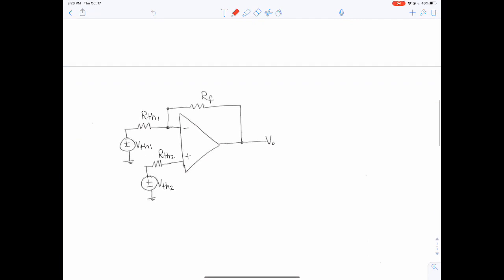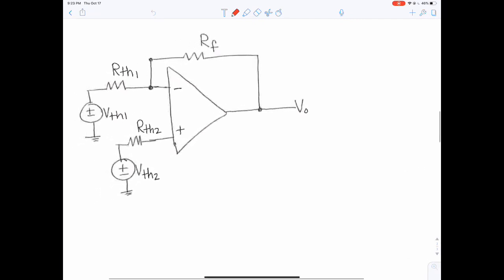In this example, we are going to analyze an op-amp and we're going to assume ideal conditions. And then we want to find an expression for Vout versus our inputs. So Vout is located here and our inputs in this case are both VTH1 and VTH2.